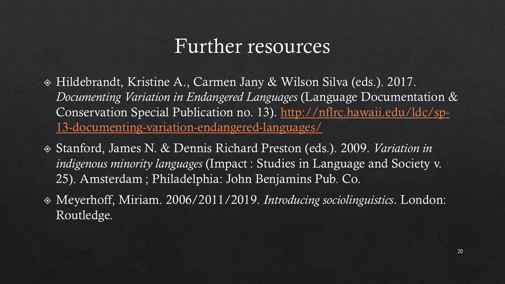If you're interested in following up on these topics further, here's a few resources to get started. One is the collection of articles under the title Documenting Variation in Endangered Languages. Two of the readings we looked at are from this 2017 collection in Language Documentation and Conservation. Another is a book, an edited volume called Variation in Indigenous Minority Languages. And to get a closer look at sociolinguistics more generally, Meyerhoff's textbook Introducing Sociolinguistics is a good place to begin.